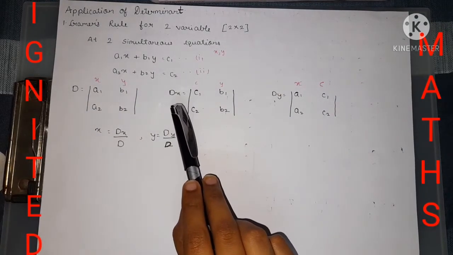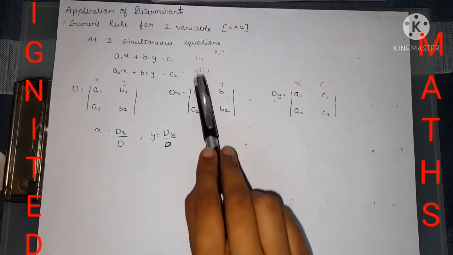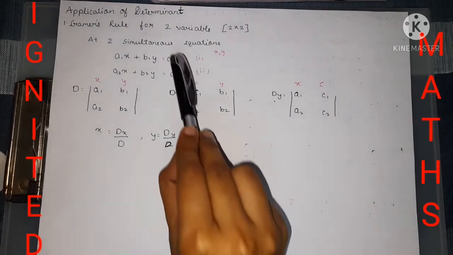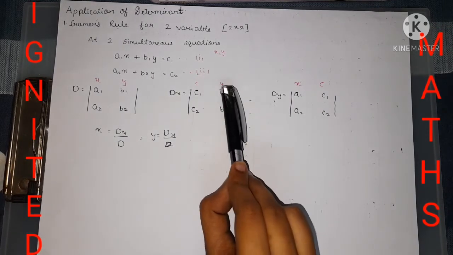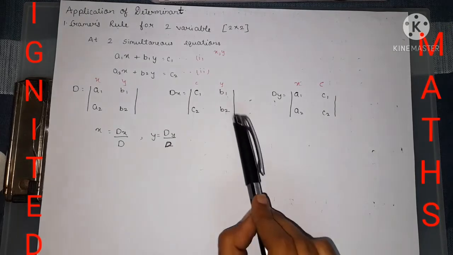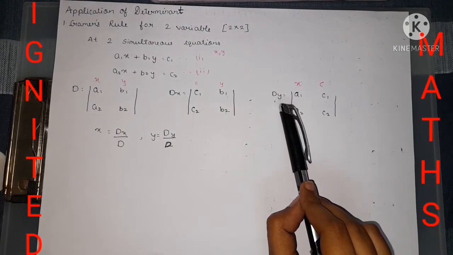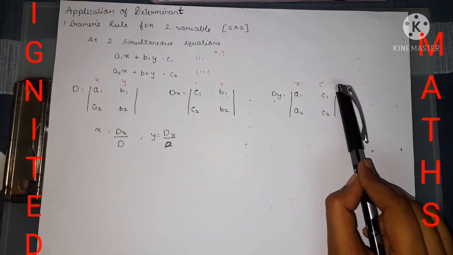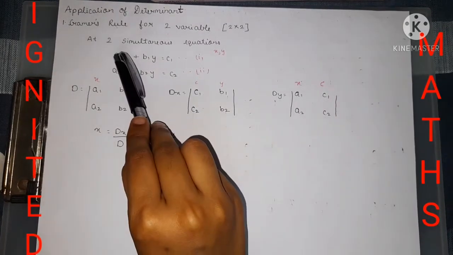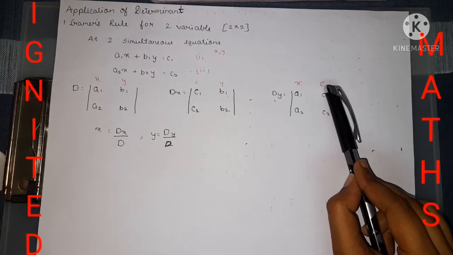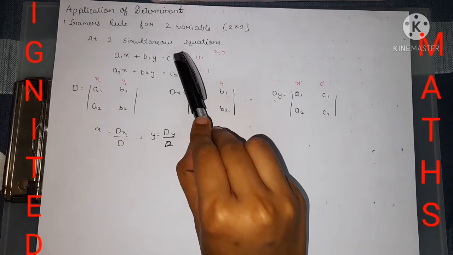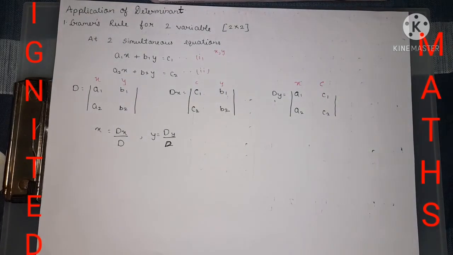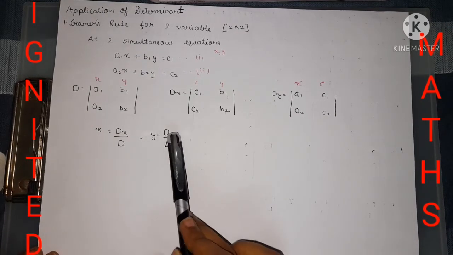While taking the dx value, in place of the x term we need to take the constant term. So the constant terms are c1 c2, so in place of the x term we write c1 c2. In place of y, as it is, b1 b2. While taking the dy value, we need to write the x term and the y term also. So in place of x, you are writing a1 a2. In place of y, don't take the y term, write the constant term. So the constant term is c1 c2. And at last we need to find the value of x and y. So x is equal to dx by d and y is equal to dy by d.